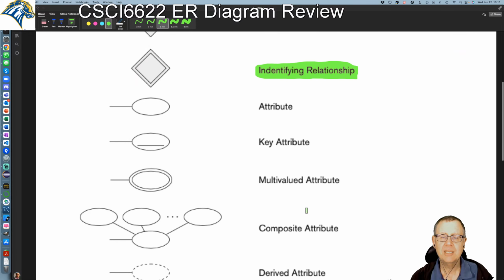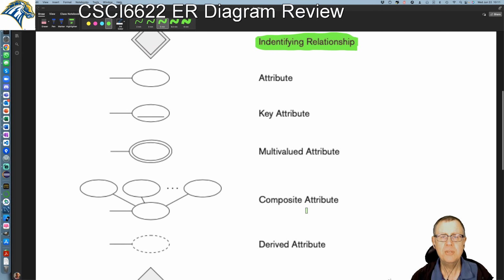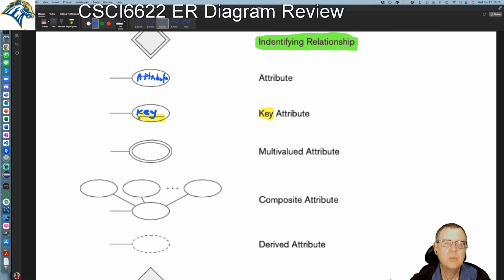Then we have various different sorts of attributes. A standard attribute is just an ellipse with a line connecting to the entity that it's related to. If the attribute is a key for the entity, then we underline the name. So this is an attribute, and this is a key with the underline.